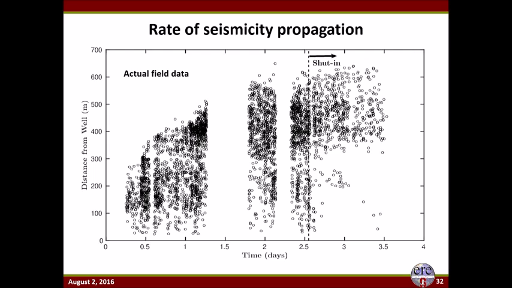Another way of interpreting the seismic data is to look at how the rate of propagation away from the well changes over time. So in this plot, I'm just showing the actual field data, and the points are the distance relative to the well of each seismic event over time. I just want to point out several interesting parts of the data set. At early times, you see a lack of data. This is just for the 4th treatment, and so that's related to the Kaiser effect. This lack of data here was an acquisition problem, so that's not real.